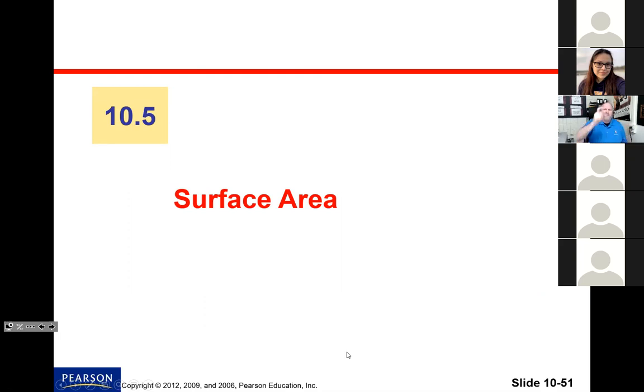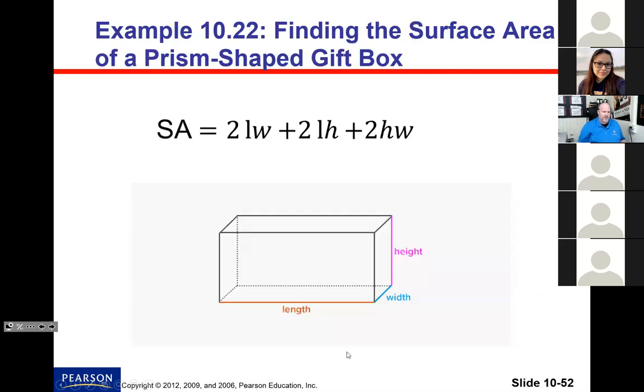It's if I took a can of spray paint and I wanted to spray the outside of whatever shape I wanted to. Okay, so that is the surface area. So look at the first one here. If I have a prism shaped gift box, I have a box here. If I spray painted this, I'm actually going to paint 6 sides, right? I'm going to paint the left and the right side. I'm going to paint the top and the bottom, and I'm going to paint the front and the back.